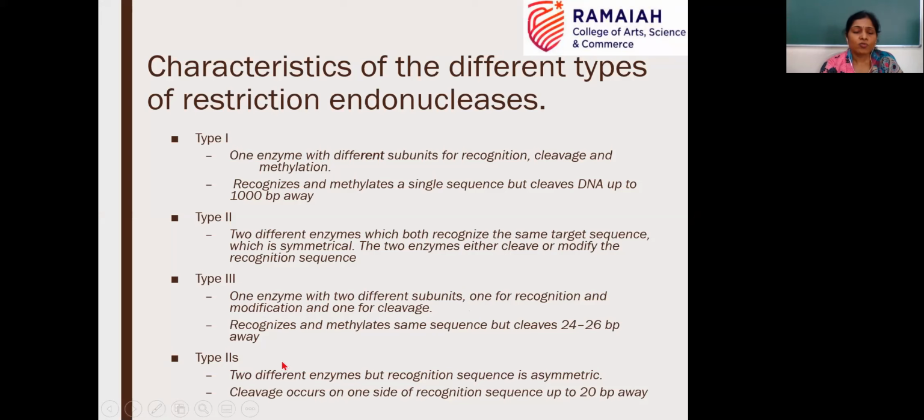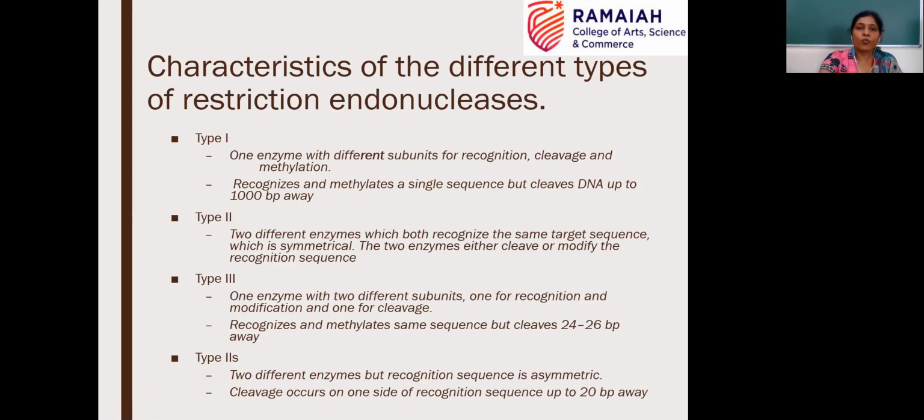Now, I'm talking about type 2S restriction endonucleases. Most of the characteristics are similar to type 2. That's why they are named as type 2S. But the difference is that the recognition sequence is asymmetric, one difference in comparison with type 2. And another thing is that here also the cleavage takes place away from the recognition sequence.